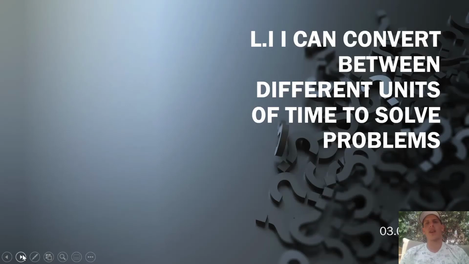Excellent. So, what is your LI today? Your LI today is to convert between different units of time to solve problems. And guess what? I've even got this lovely fancy display screen for you today. So your first task is to write the LI and the date at the top of the page. So please pause the video, complete that task, and then press play when you are ready to continue.